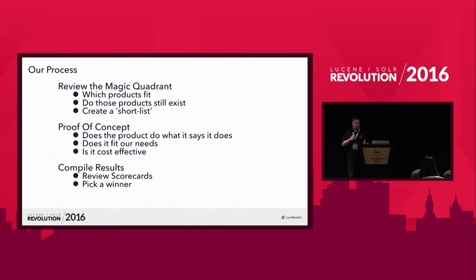What we really wanted to do with that proof of concept was do it on-prem, do it in-house, put it through its paces, let it run its course, right? So we contacted the major vendors that we put on our short list, and then we ran through. Some of them were demos, some of them were on-prem, but did the product do what it said it did? Does it fit our needs? And lastly, was it cost-effective?